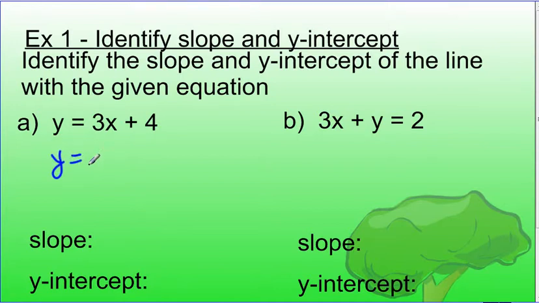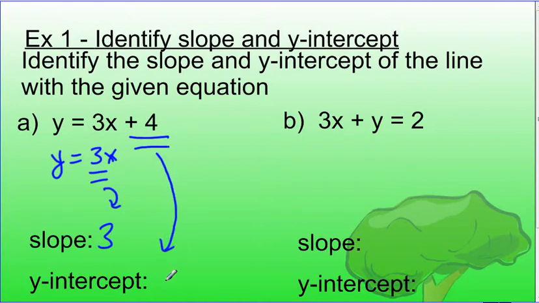This is y equals. Now when you have it as y equals, the x term, this number is your slope. So the slope here is 3. This term, which does not have a variable, is your y-intercept. So this line has a slope of 3 and an intercept of 4.